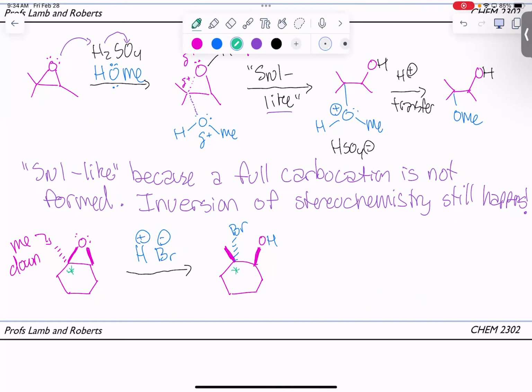So this is the tricky part. With SN1, we're like, oh, we can forget stereochemistry inversion rules. Well, this is not an SN1 mechanism, it's SN1-like. All right.